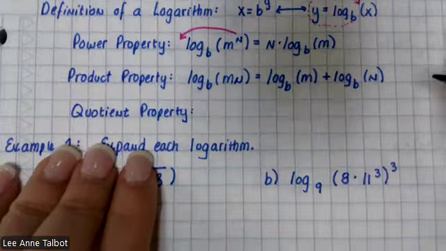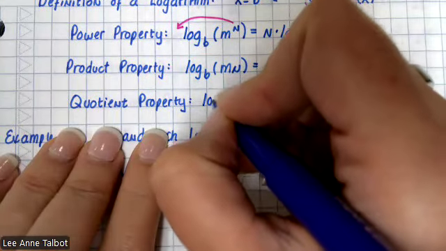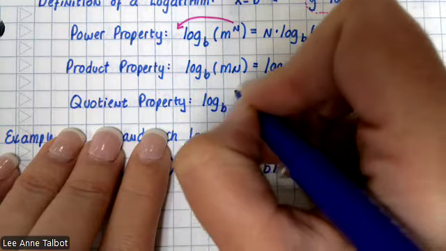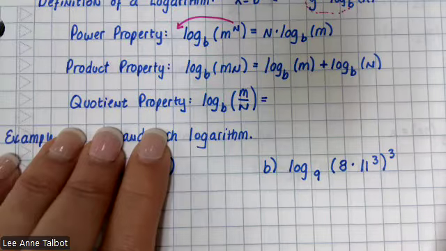Okay, and the last one is the quotient property. Do you guys remember what quotient means? Yep. So that's just division is subtracting.